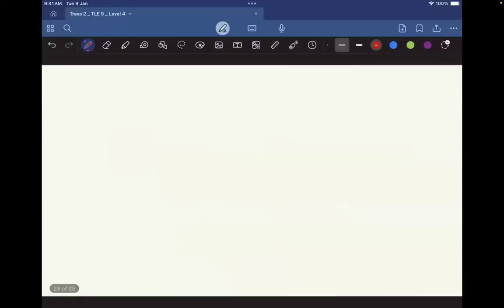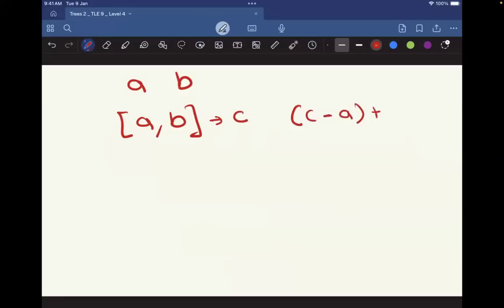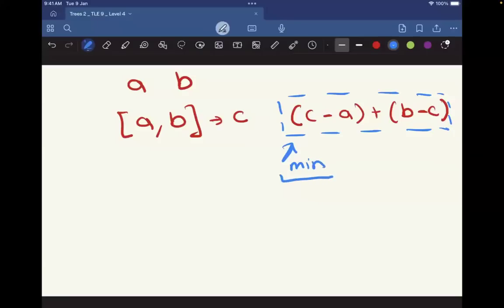Very quick. We are given two integers a and b. For all numbers in the range a to b, let's say the number we chose is c. We need to calculate c minus a plus b minus c. Now, over all the values of c, we need to find what gives the minimum value of this, right? Yes or no, guys? This is what the problem says. Put a yes in the chat if it does say this.